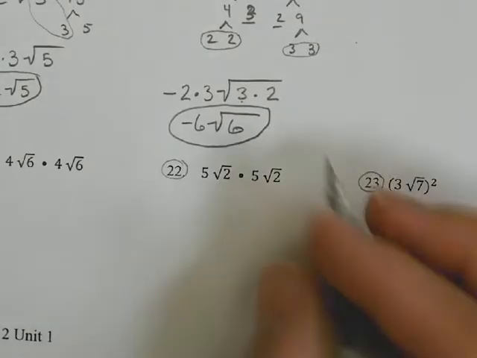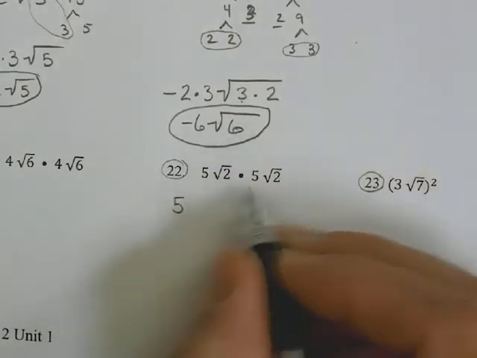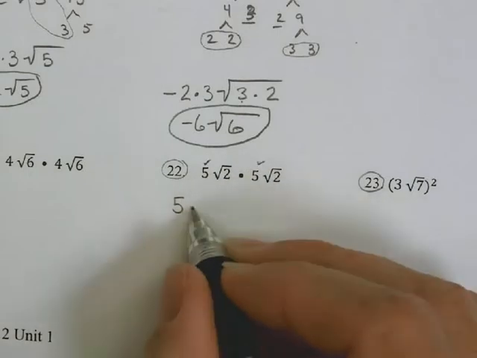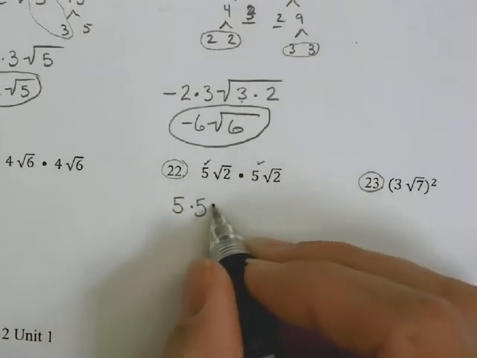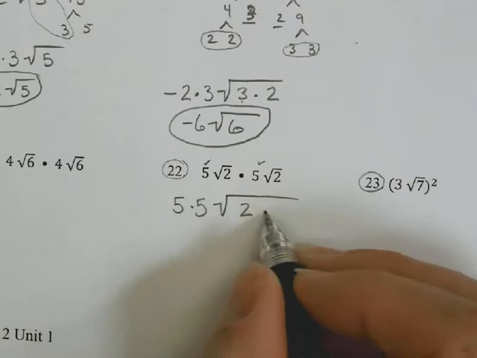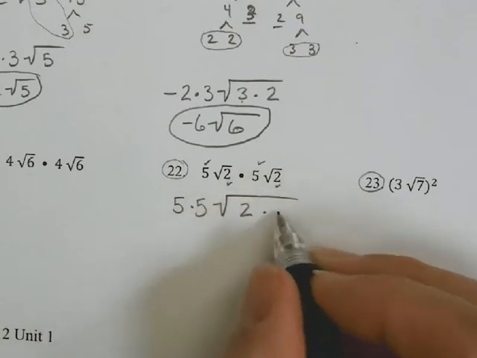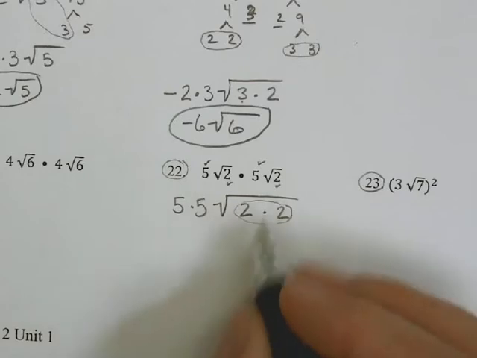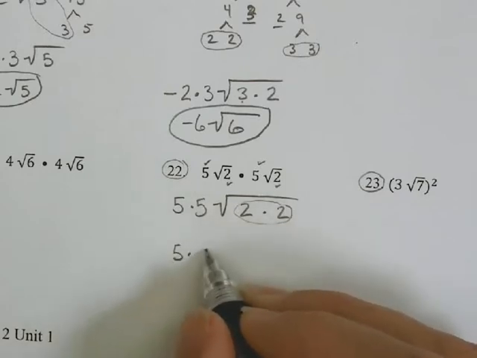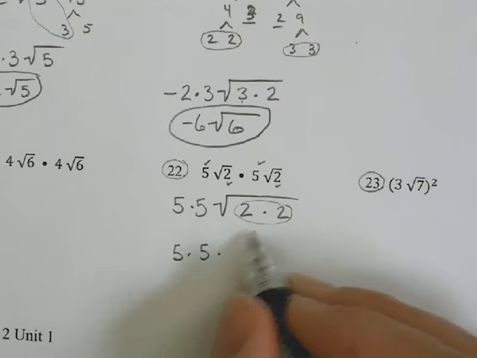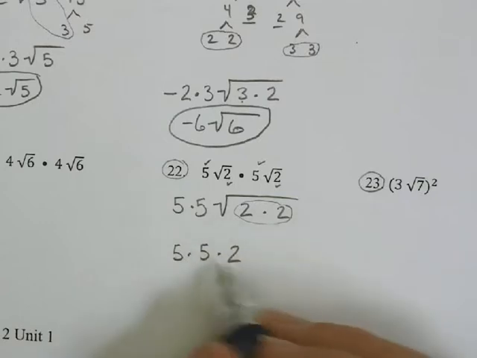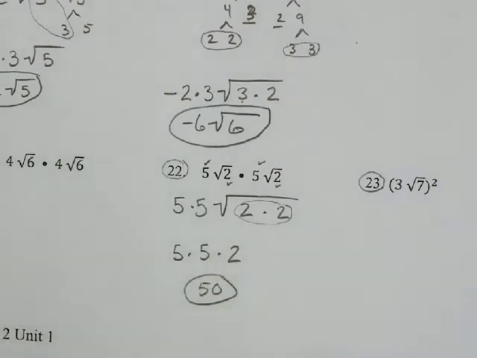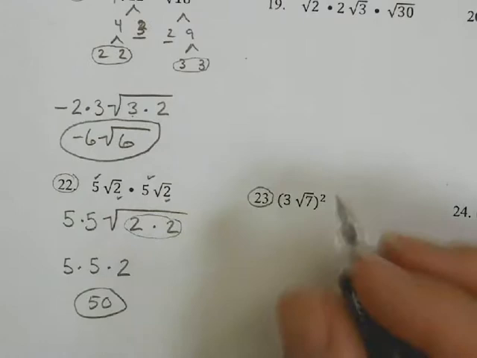Okay, coming down to the end here, number 22. I have a 5 on the outside. I have another 5 on the outside. On the inside I have a 2. And I have another 2. Well, the 2 and a 2 partner up together, which means they can go on the outside together. So now we have 5 times the 2's on the outside. And 5 times 5 is 25 times 2 is 50. I have 50 for my answer there.